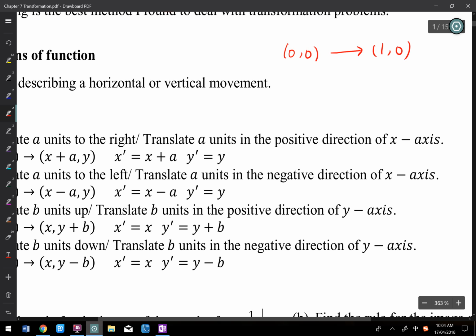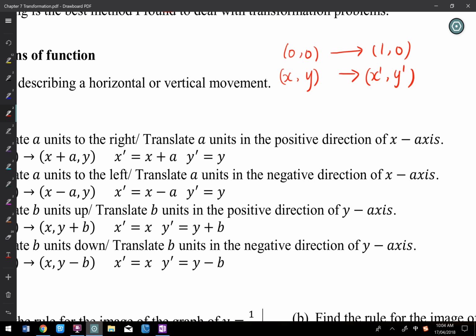According to what we talked about before, (0, 0) is the original point, we said that's x and y. And (1, 0) is after the transformation, we said that's x dash and y dash. Old point and new point, old coordinates and new coordinates. And you think about a graph, say y equals x squared. Every single point will be shifted 1 unit to the right.